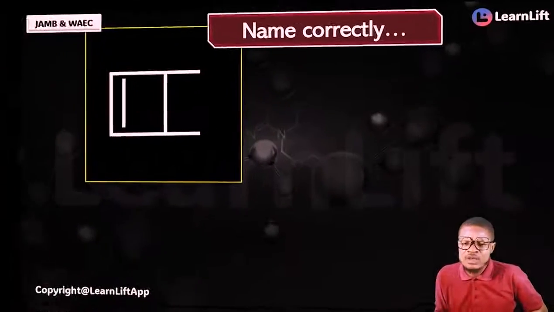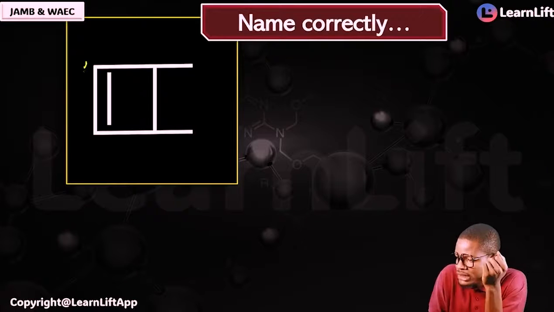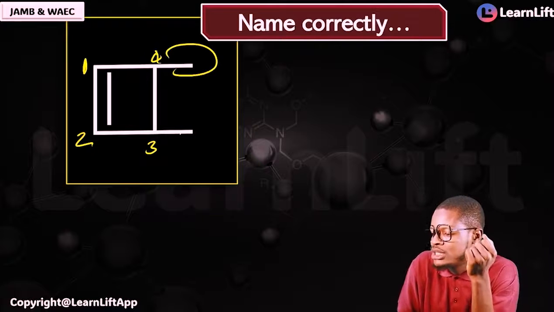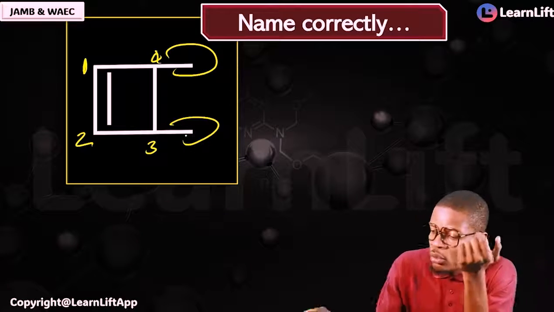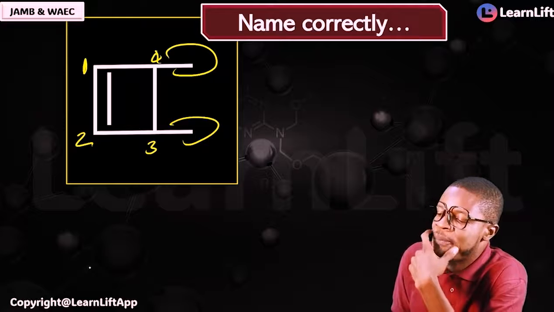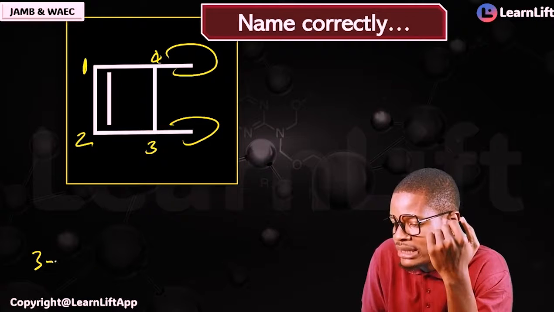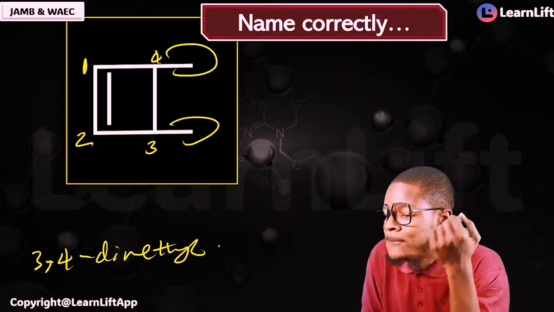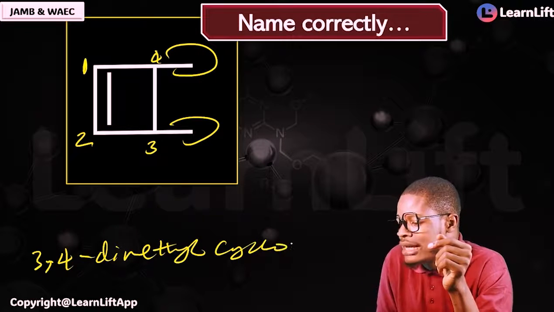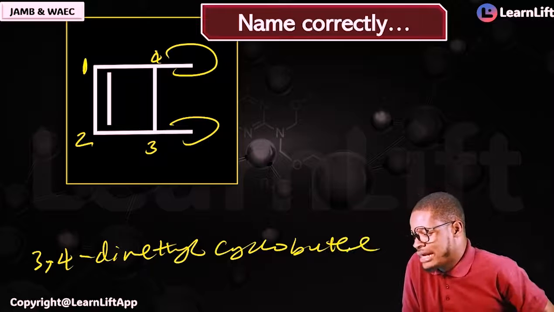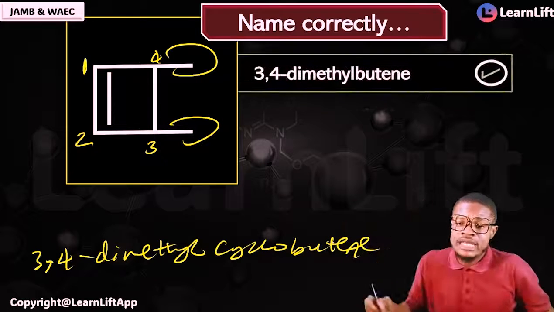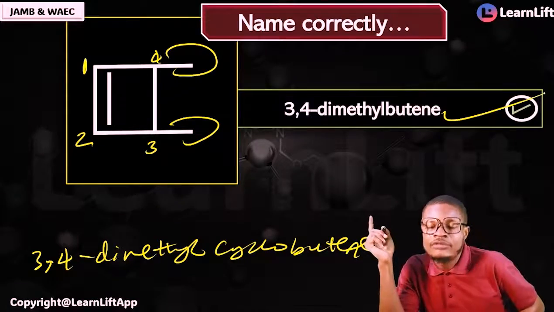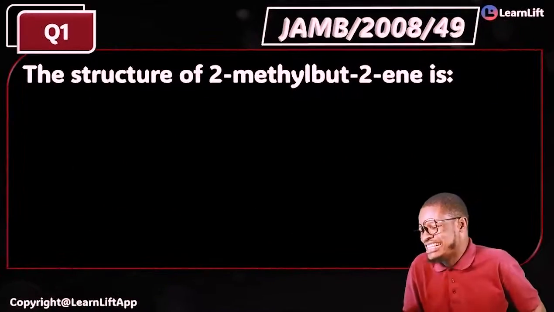If you get that very fast with me, name this for me. Come. This is your 1. Here is your 2. Here is your 3. Here is your 4. Attached are methyl, methyl. So what becomes the name? The name of this compound becomes 3,4-dimethyl cyclobutane. That's the name. You're out of there. Get that very fast, bro.